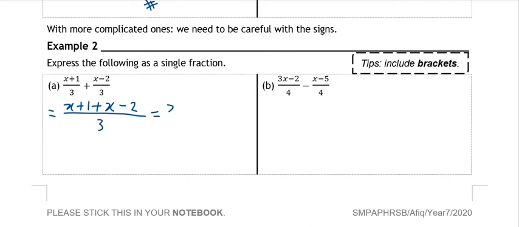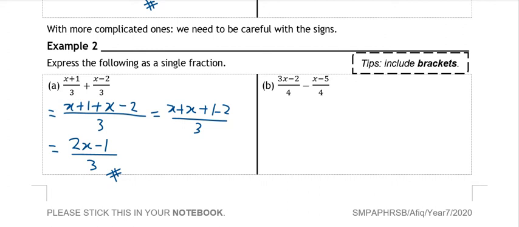And as per usual, you will arrange it according to like terms. x plus x plus 1 minus 2, everything over 3. So here you will have 2x, because 1x plus 1x is 2x, and then plus 1 minus 2 will give you negative 1. So that's for the numerator, and the denominator will be the number 3. So that's your answer for example 2a. Okay, let's have a look at part B.